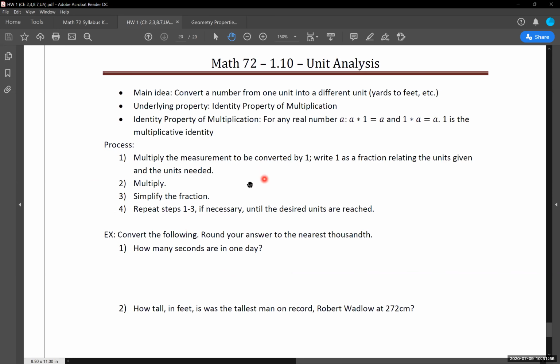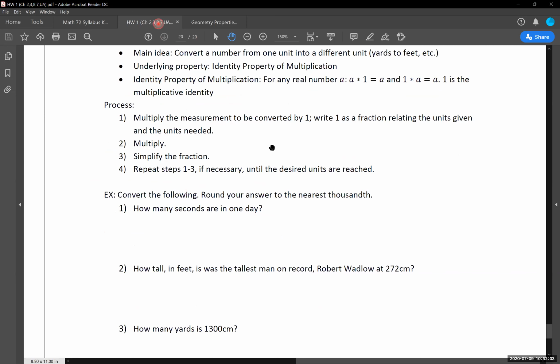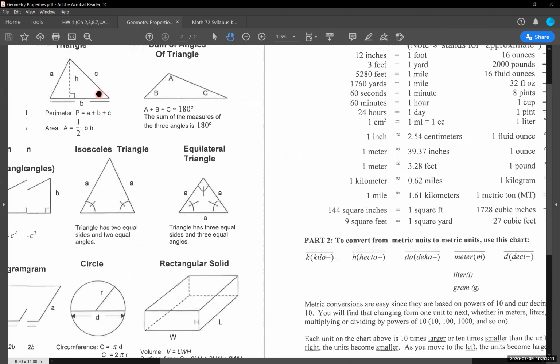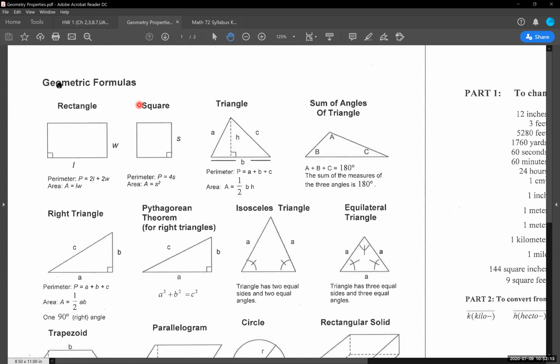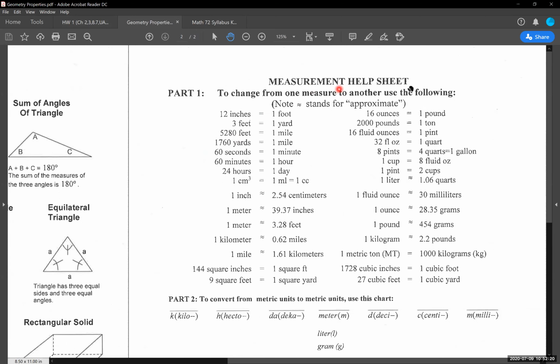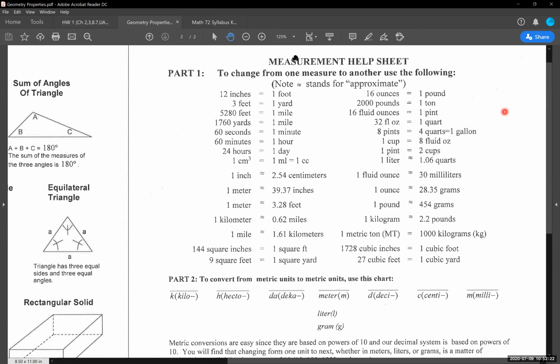So I am going to move this over here a little bit. Before we go into actually solving these things, which we're going to do here, I would like to bring everyone's attention to the geometry properties, the geometry info page. So this is the original front side of it, same one I've referenced previously. On the back side of that page, there's a measurement help sheet. So it's got a bunch of conversions written in here for us. So inches to feet, yards to feet, minutes to hours, meters to inches, things like this.